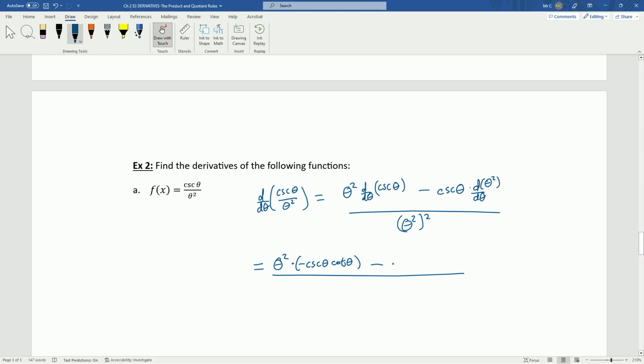So now we've got the derivative of theta squared, which is 2 theta. And theta squared squared is theta to the 4th.